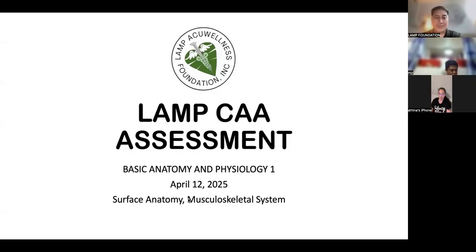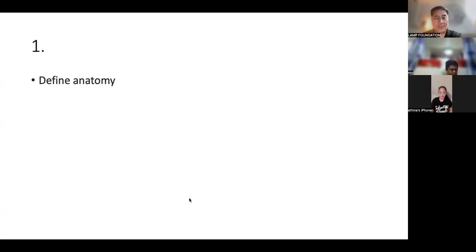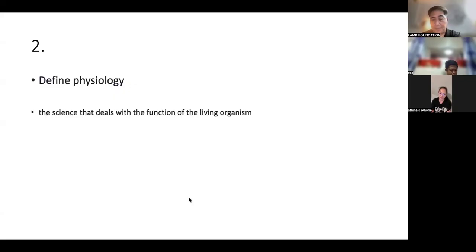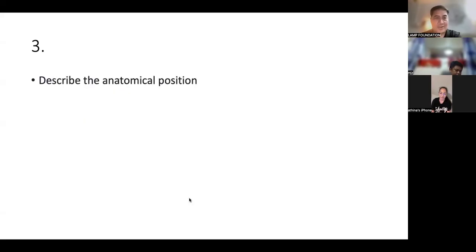Good evening. Okay, can you define anatomy? Anatomy is the study of the structure of the human body. Very good. Physiology. Physiology is the science that deals with the function of the living organisms. Anatomy and physiology are usually given separately in medicine, so we have like two semesters for that, no?